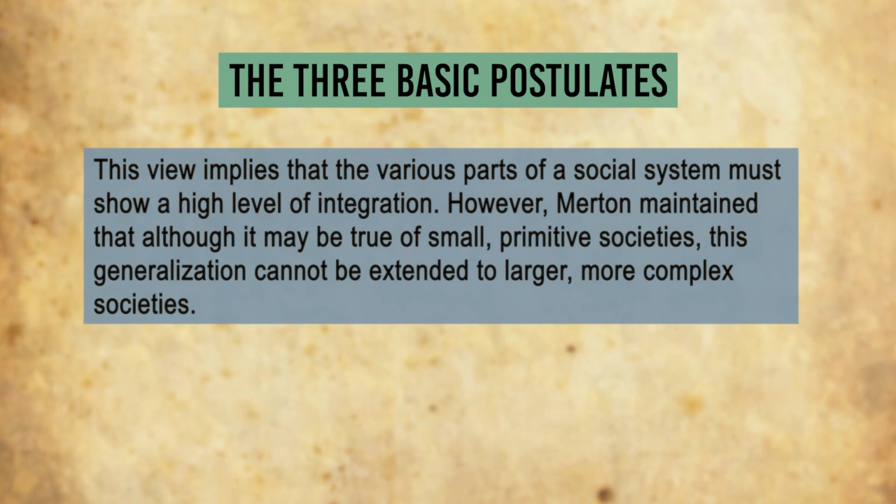So, the first postulate was the functional unity of society. It was always a presumed notion that all parts of the society are functional and every part is actually performing positive functions, as if they play a major role in integrating the parts with the whole, and as if their functions are very much in sync with the whole.